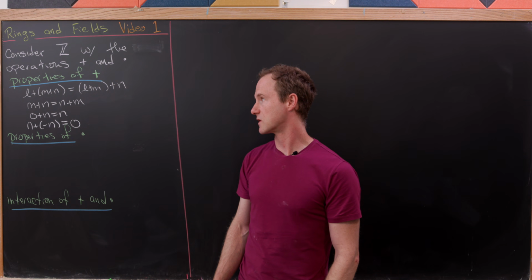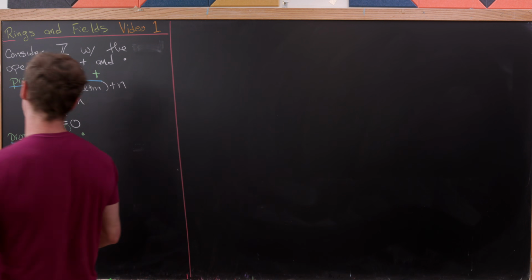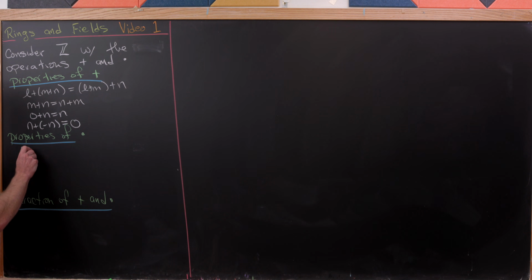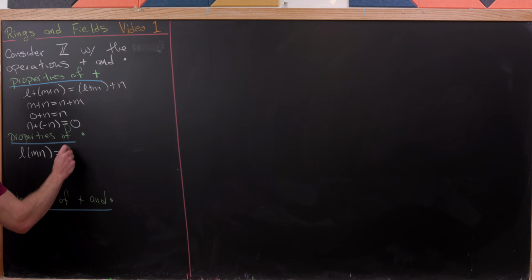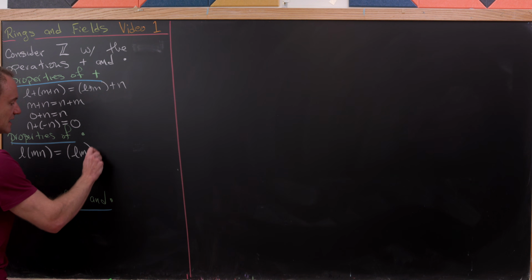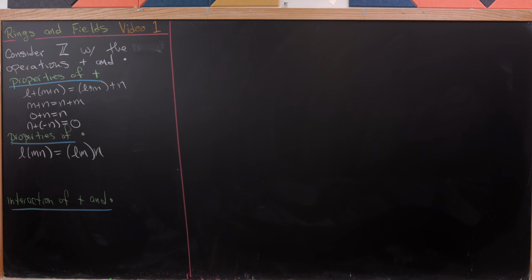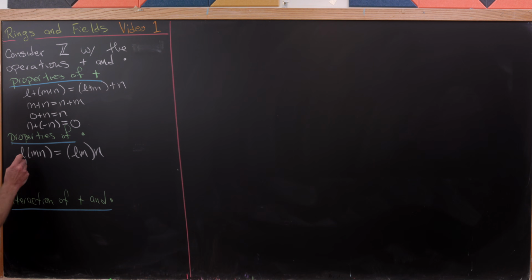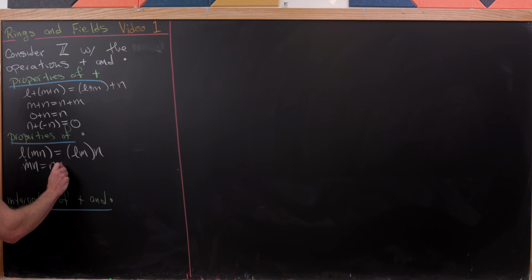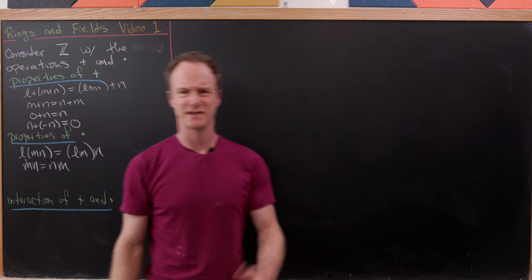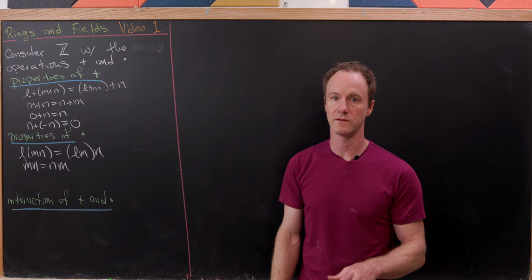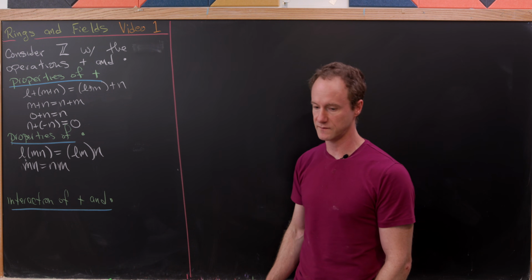Now let's look at the properties of multiplication, and some of these will be pretty similar. Let's observe that we have associativity of multiplication. So (L × M) × N is the same thing as L × (M × N). And then we have commutativity of multiplication. So M × N is the same thing as N × M. For example, 3 × 4 is 12, but 4 × 3 is also 12.